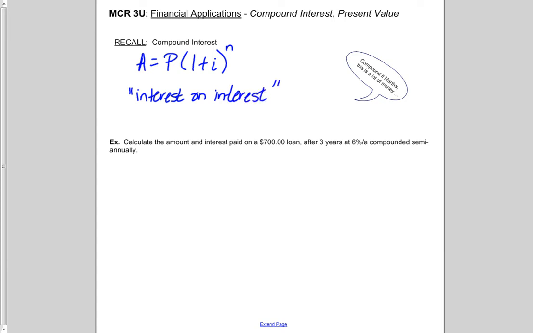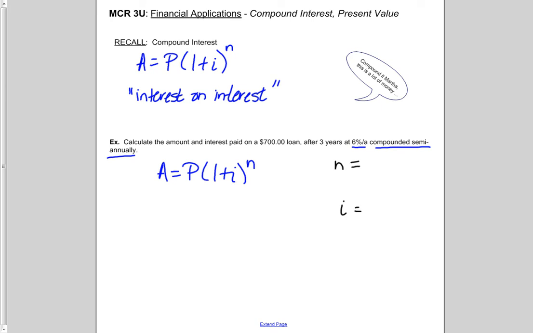Let's calculate the amount and the interest paid on the $700 loan after 3 years at 6% per annum, compounded semi-annually. So our formula involves an interest rate and a number of compounding periods which change if you're not compounding annually, and we're not. We're compounding semi-annually. I always do my work over to the side.